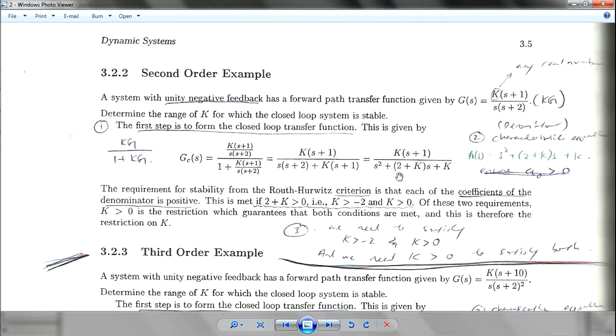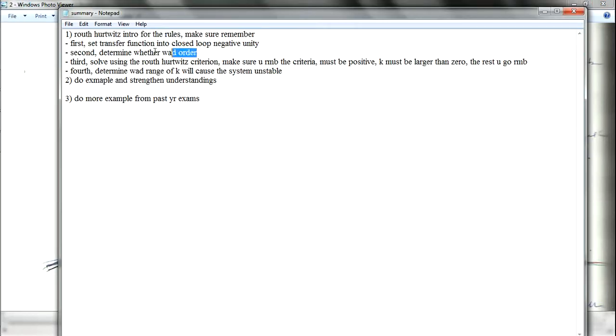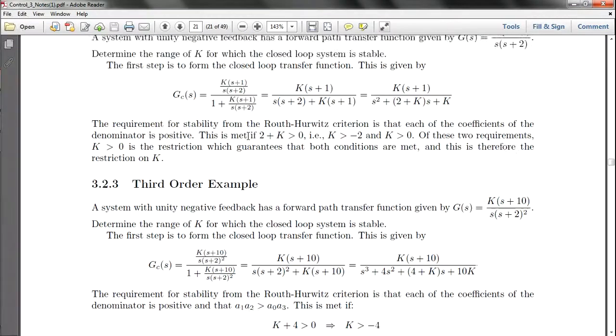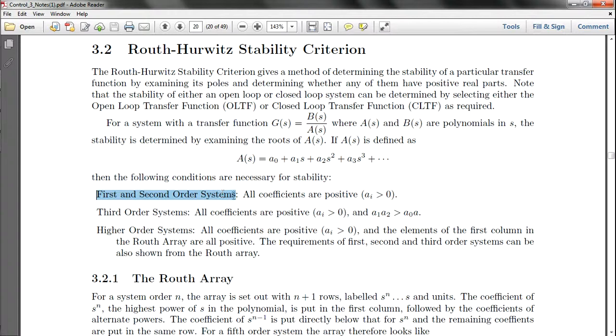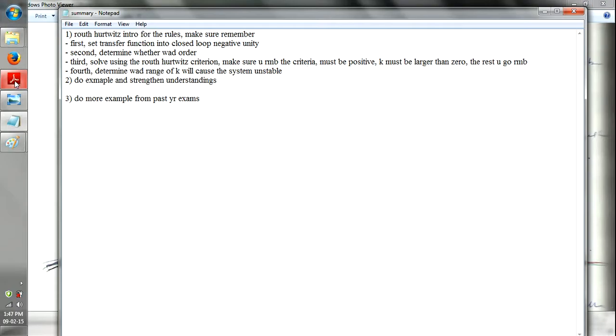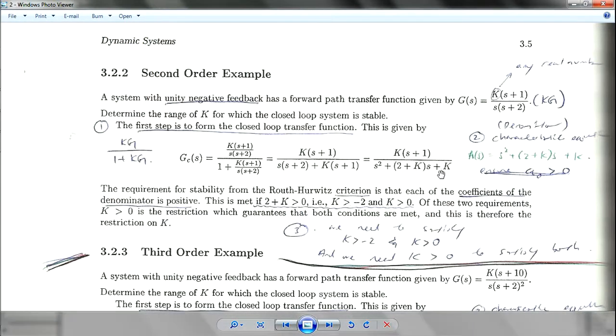And then once you get this, you know that the highest order is the second order. So what you're going to do is determine the order, and then we have to determine our criterion. Our criterion says that for a second order system, all coefficients have to be positive. So do we have positive coefficients? As you can see, all are positive, so we are happy.